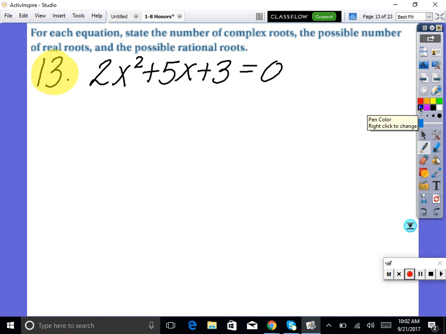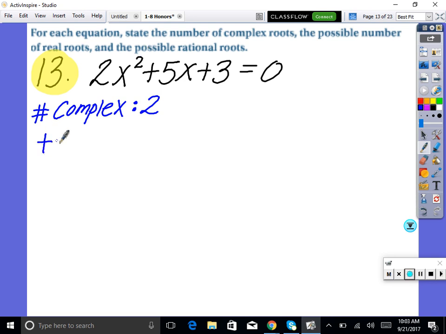2. It's the highest degree. So we would show our work really nice and pretty. So the number of complex roots was 2, the highest degree. That's the fundamental theorem of algebra. Now read the next part. The possible number of real roots. That's Descartes' rule of signs. So there are positive real roots and there are negative real roots. Let's list out how many possible positive and negative.